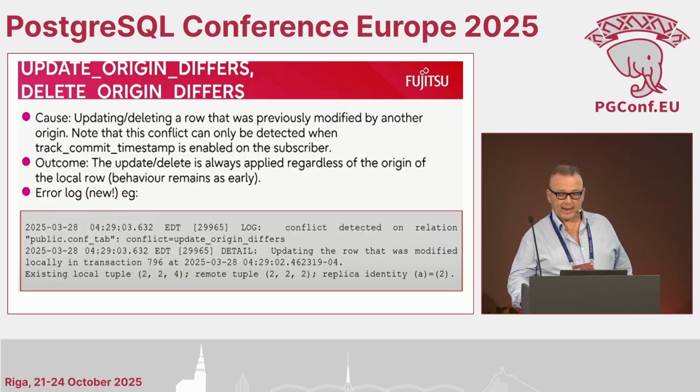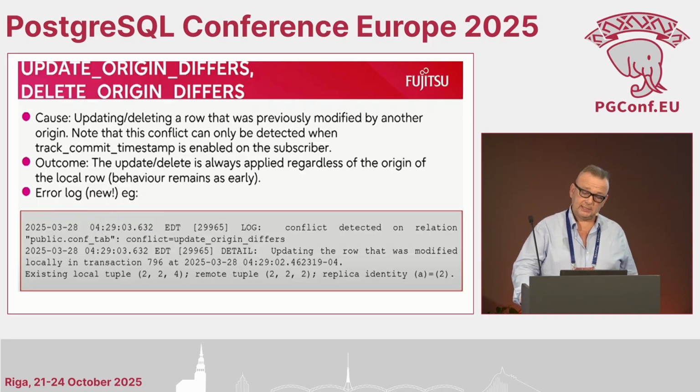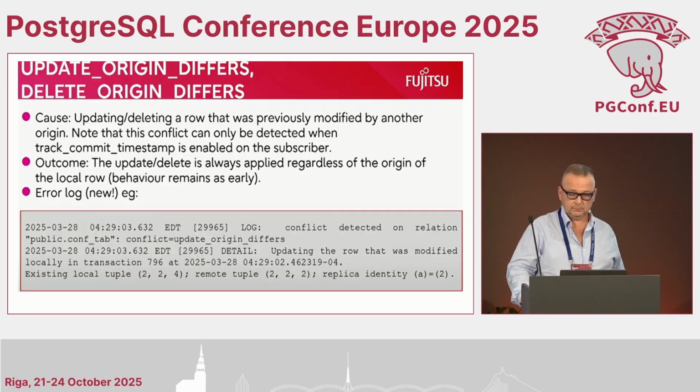And note the default action for update or delete origin differs is to commit the transaction, but additionally now a detailed message is logged. So you can see that it's either logging when it's informational, or if it's failing, that it's an error.